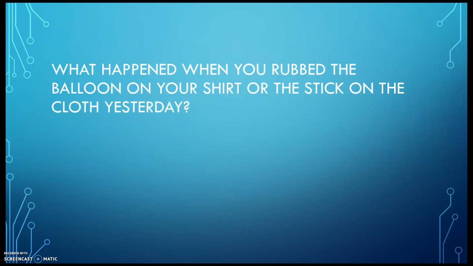So hopefully you watched some of the videos that I'd posted and asked you guys to watch. So what would happen if you rubbed a balloon on your shirt or a piece of PVC pipe on a cloth? Okay, electrons would be transferred and one atom would become positively charged while the other atom would become negatively charged.